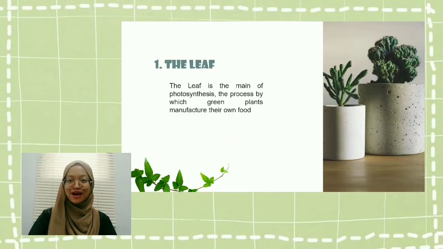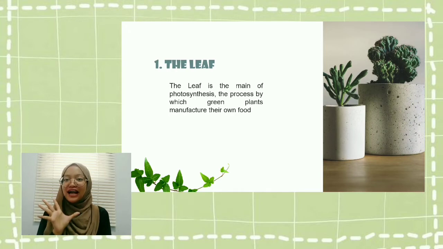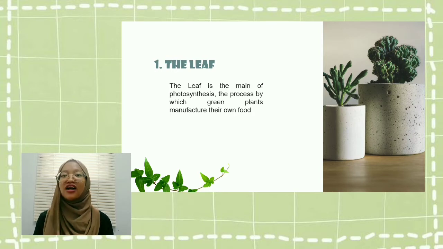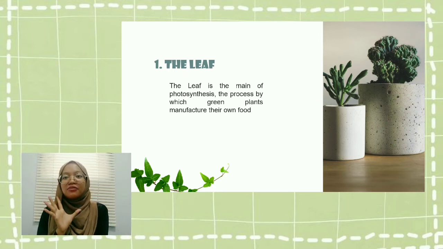According to Mrs. Ratu Sarah Bujasari, the leaf is the main site of photosynthesis, the process by which green plants manufacture their own food. The lamina or blade of a leaf is flat and thin. Its shape provides a large surface area for absorption of light and carbon dioxide. And then the leaf is attached to a stem or branch by a leaf stalk or petiole. The stalk holds the leaf in position. Its surface is exposed to the maximum amount of light.